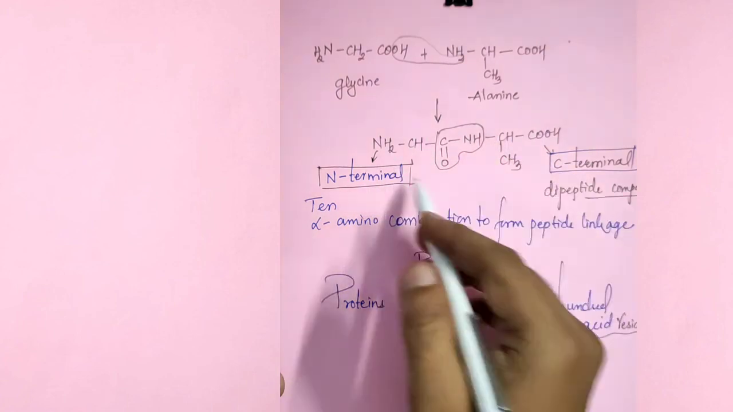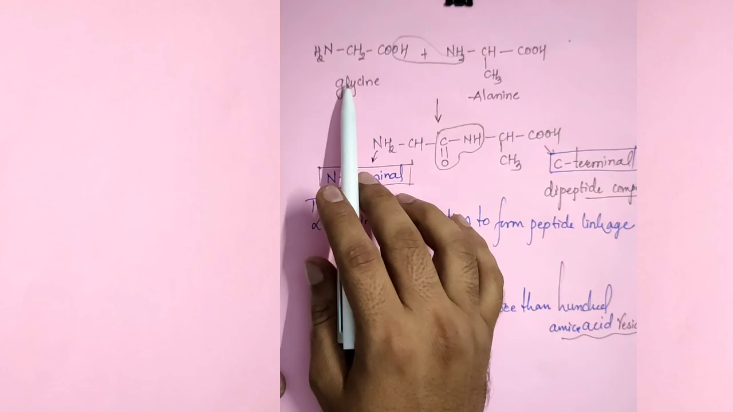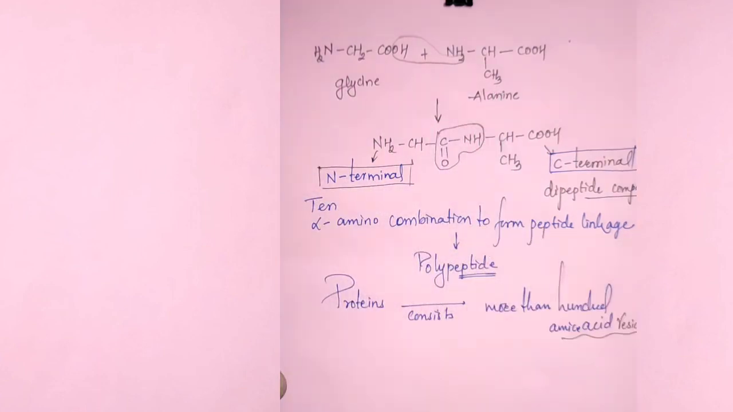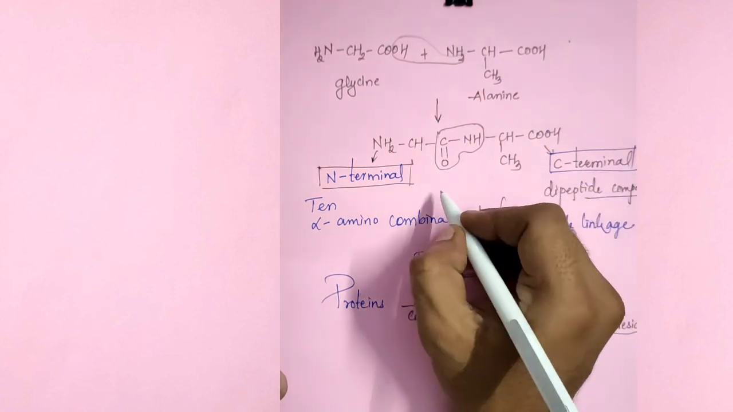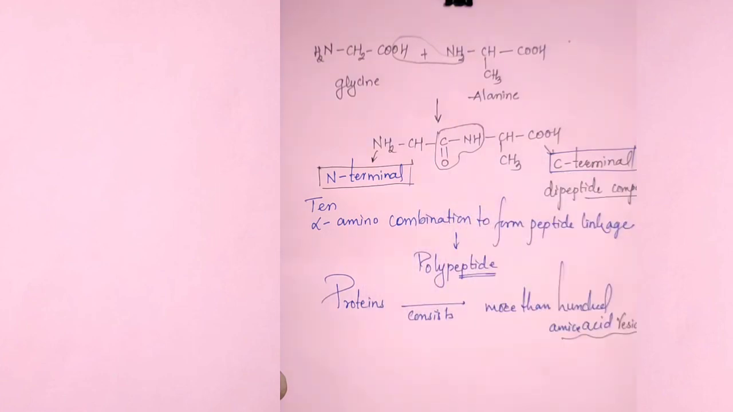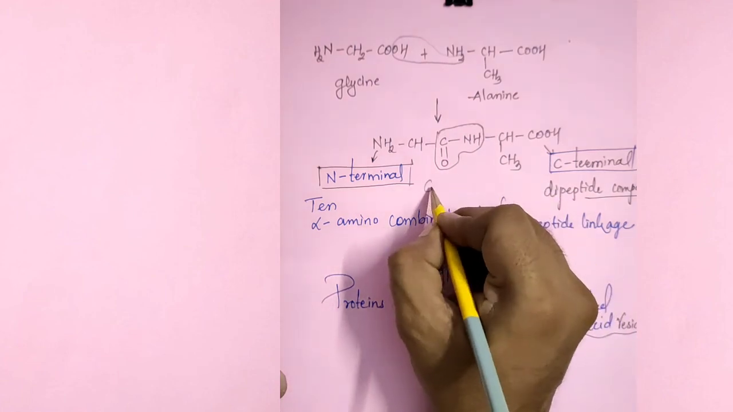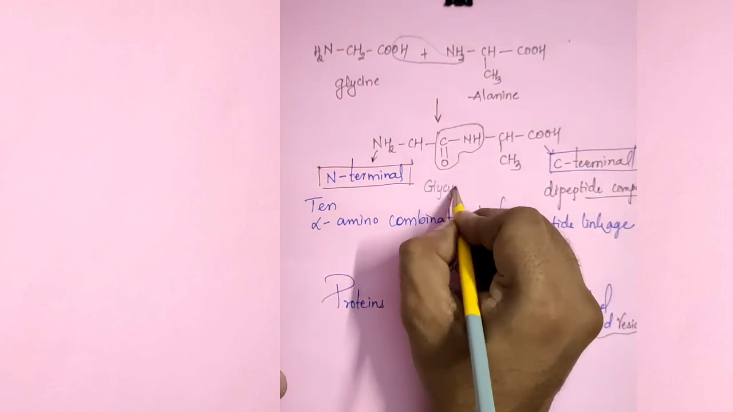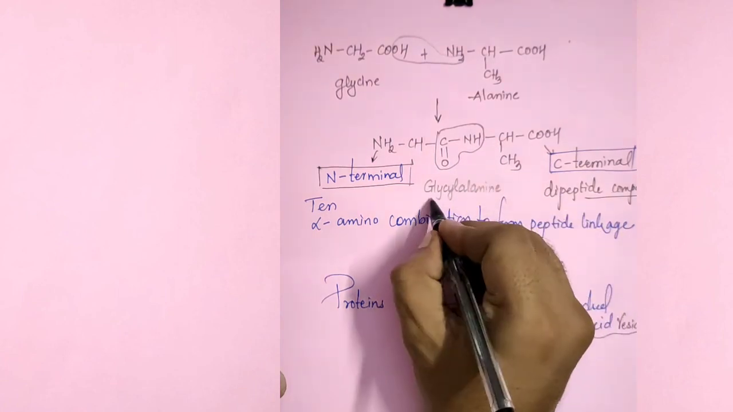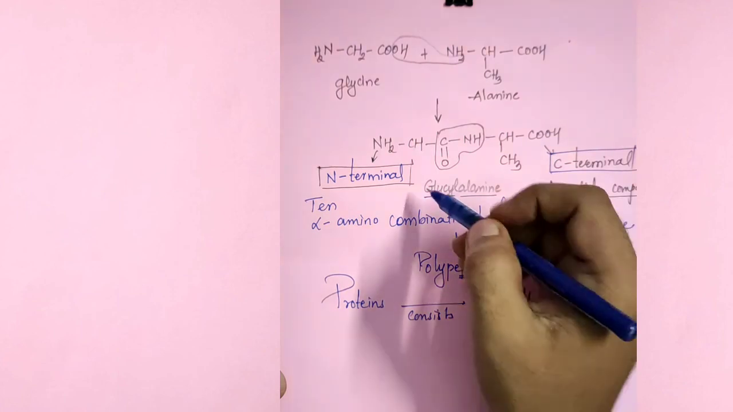The name of this molecule, as it is a dipeptide compound prepared from glycine and alanine, will be glycyl alanine. One of the molecules will become an alkyl group, the other one will become the parent group, so it is said to be glycyl alanine.